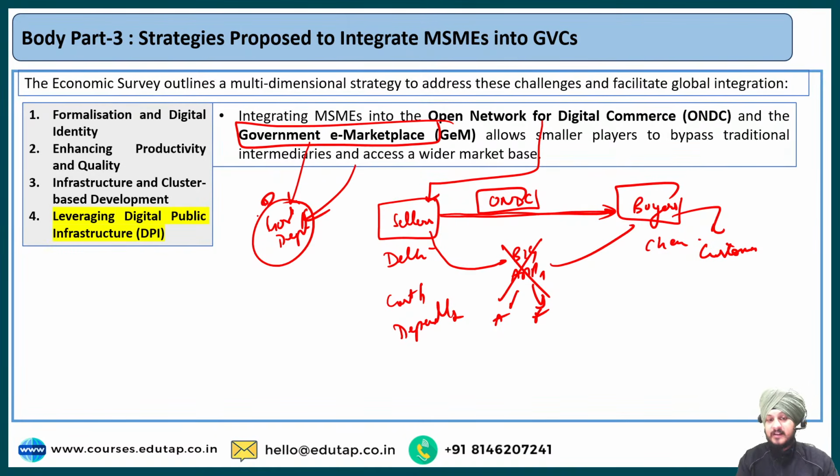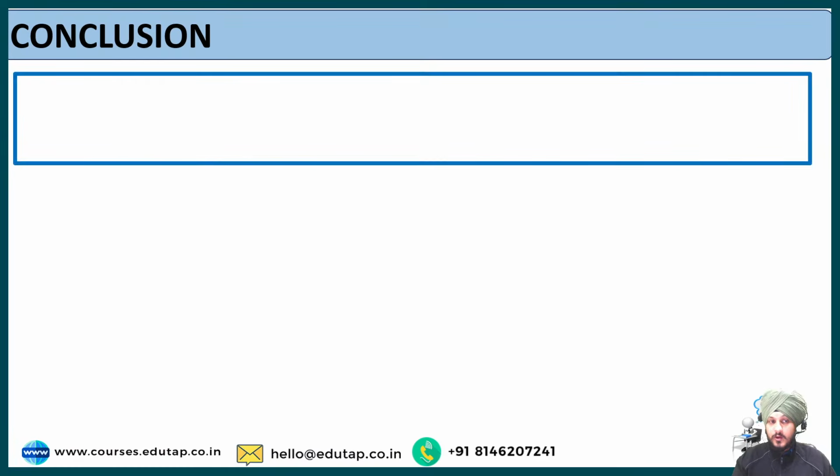So it is saying that integrating MSMEs into ONDC and GEM allows small players, which are the small MSMEs that are there, to bypass the traditional intermediaries and access a wider marketplace. So that is another point that is proposed as a part of the solution, right? So I hope it is clear to you.